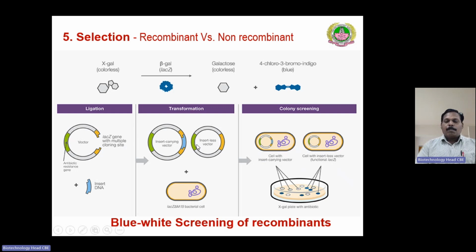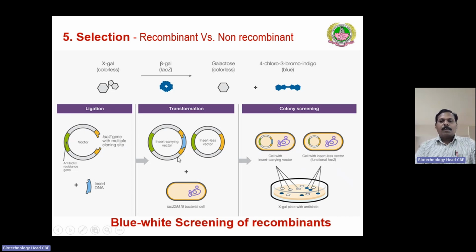Whereas here you can see another vector which does not carry your DNA of interest, and this is just a self-ligated vector which contains the lac-Z, and this is a functional complement of that. Once these plasmids are mobilized into a bacterial host system, they would show differing levels of gene expression, and accordingly we can visualize them in a blue-white screening process.